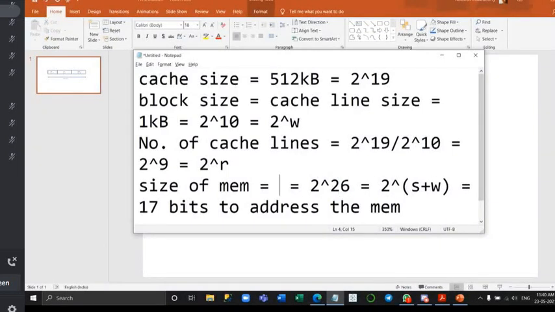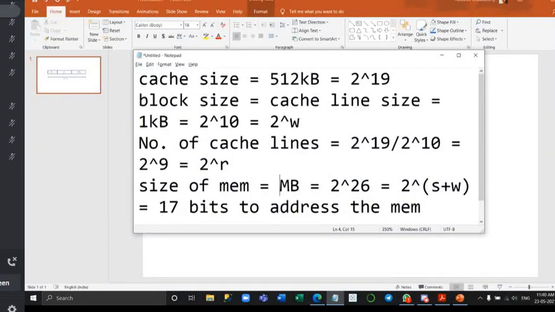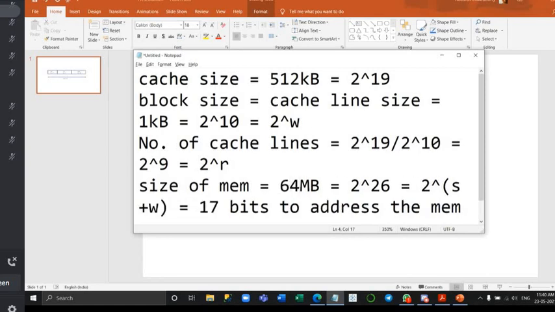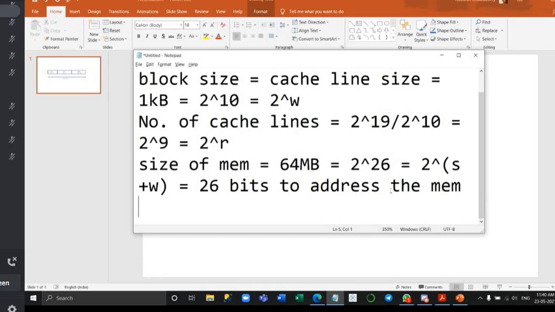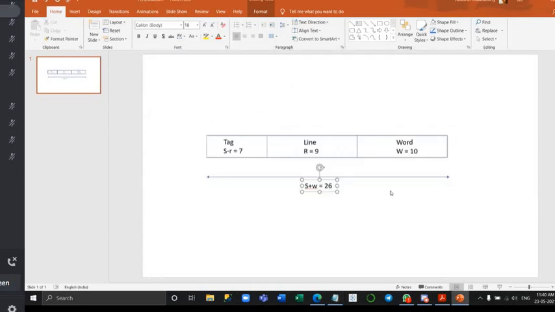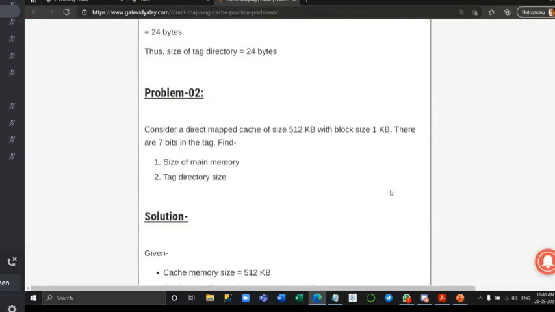That is 64 megabytes. We need 26 bits to address the memory. The 7 bits for the tag are given in the question itself, 7 bits in the tag.